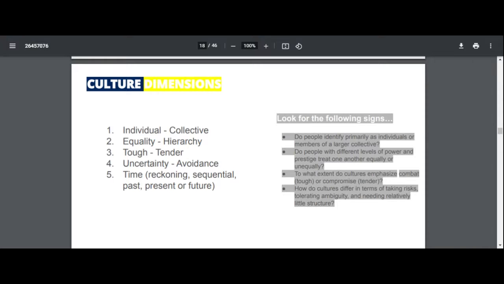And then how do they manage risk? Are they willing to take risk? Do they tolerate ambiguity, or do they need relatively little structure? That will say if a company is actually okay with not knowing but taking risk, or if they are so worried about things and what might happen that hasn't happened, then they'll put in all that structure. That will say a lot about the business.